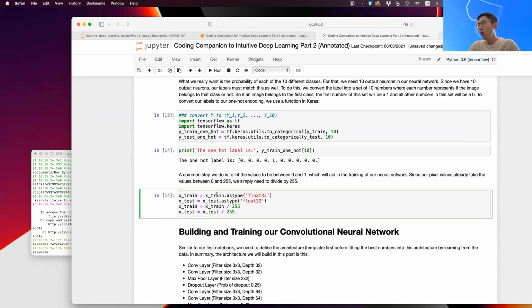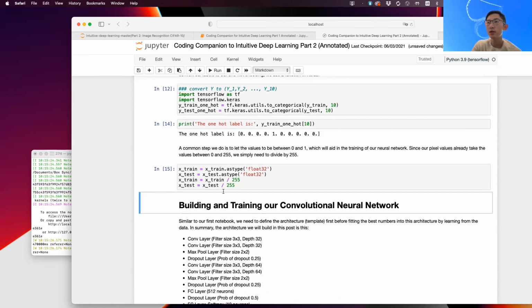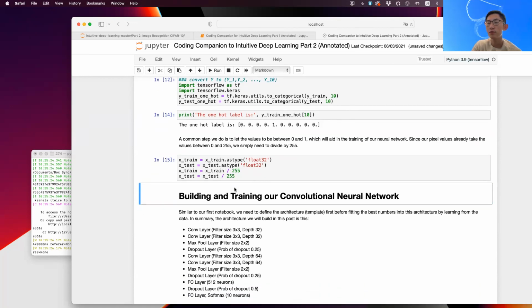Another thing is, we can also standardize or scale our input. Because they are RGB measures, the maximum value is 255. So we standardize them to be between 0 and 1 by dividing the X matrix by 255.